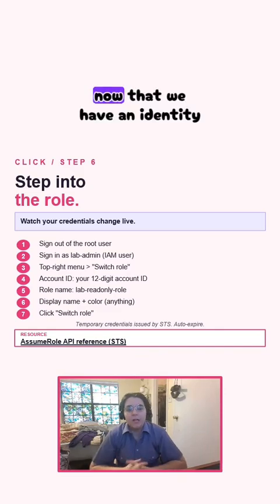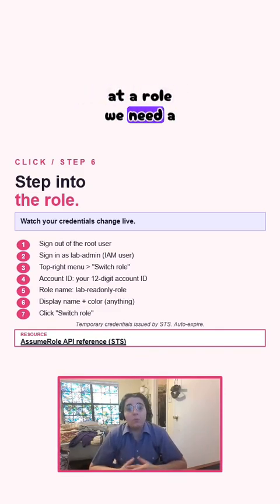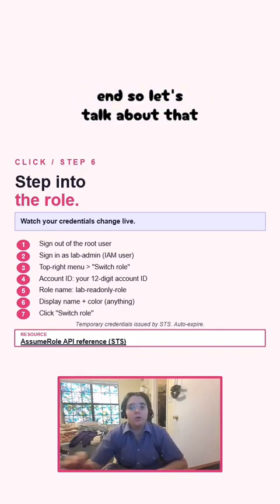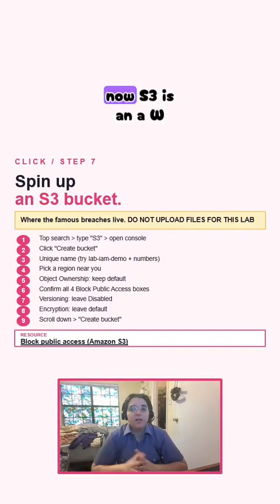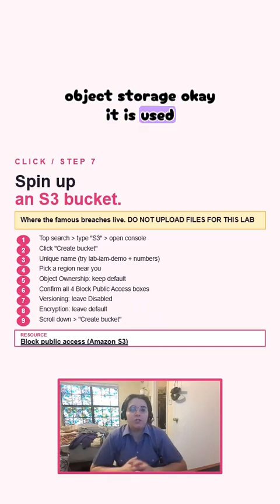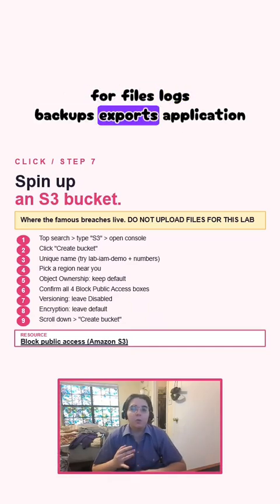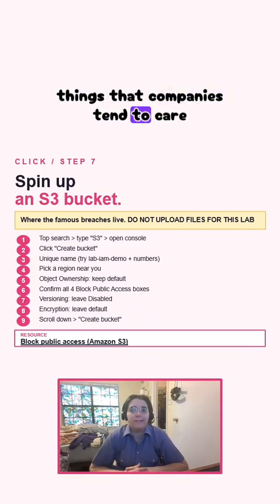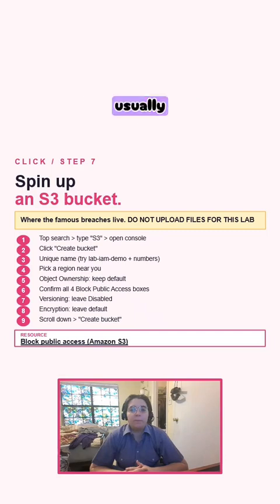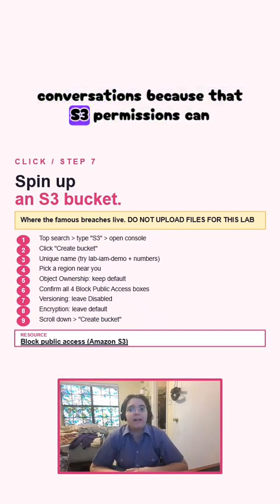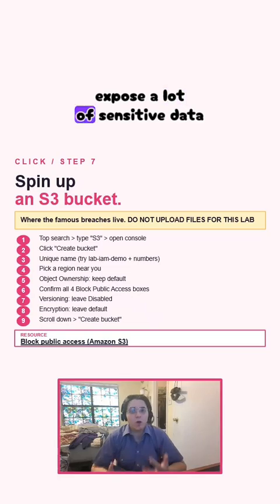So now that we have an identity and a role, we need a resource to inspect. That is where S3 comes in. So let's talk about that. Now, S3 is AWS object storage. Okay, it is used for files, logs, backups, exports, application data, and a lot of other things that companies tend to care about. It shows up usually in a lot of cloud security conversations because bad S3 permissions can expose a lot of sensitive data.